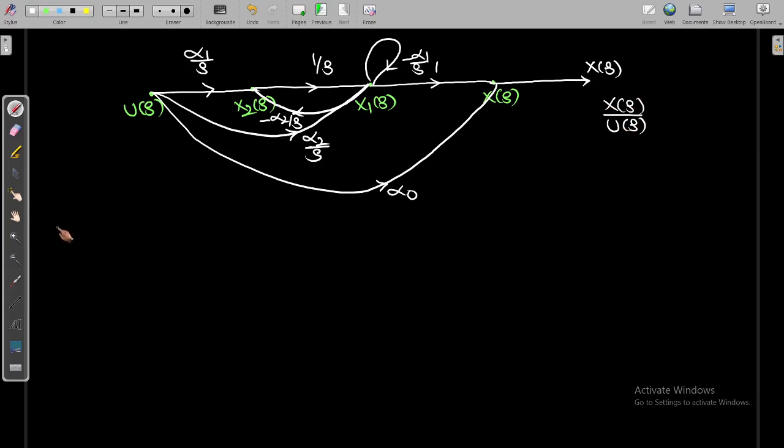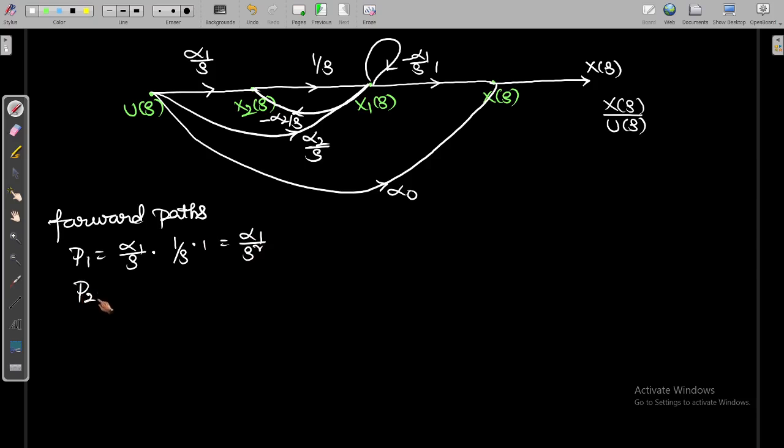First you have to find the forward paths. How many forward paths are there? If you observe, there are three forward paths. First we will see P1. P1 will be like this. We multiply along that forward path: alpha 1 by s into 1 by s into 1, that is equal to alpha 1 by s square.